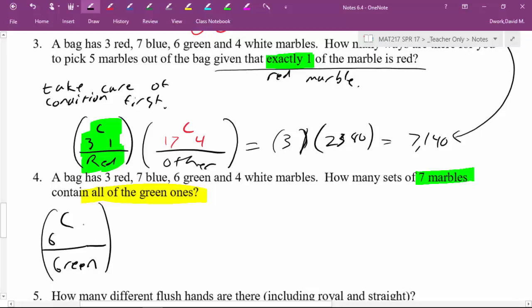I don't like that 6. It's going to bother me. Okay, then I need to fill in any other color. So how many marbles are remaining? Well, if there's a total of 20 marbles in the bag and 6 of them are green, that means there are 14 other marbles. And out of those, how many do I need? Well, if I'm picking 7 marbles and I already used 6 to be green, that means there's 1 left for me to pick there.